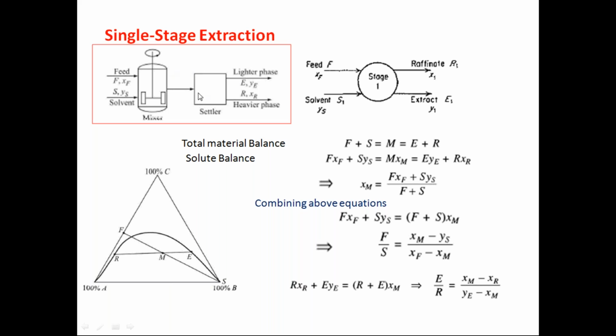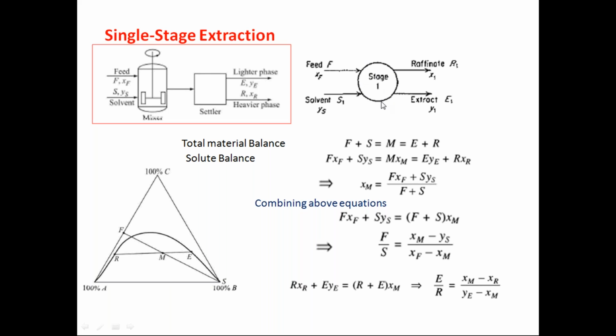So in an ideal stage also, they will be continuously separated at the same rate, but YE and XR are assumed to be in equilibrium. Even though there are two different unit operations, a mixer and a settler, this circle shows one mixer and one settler. So that may be stage one. You can send feed and solvent, and raffinate and extract will be obtained.